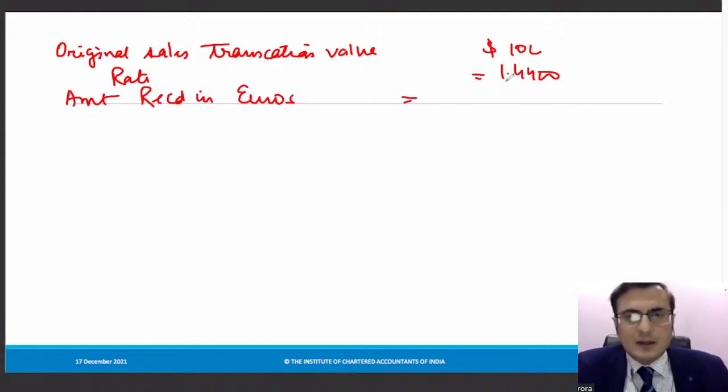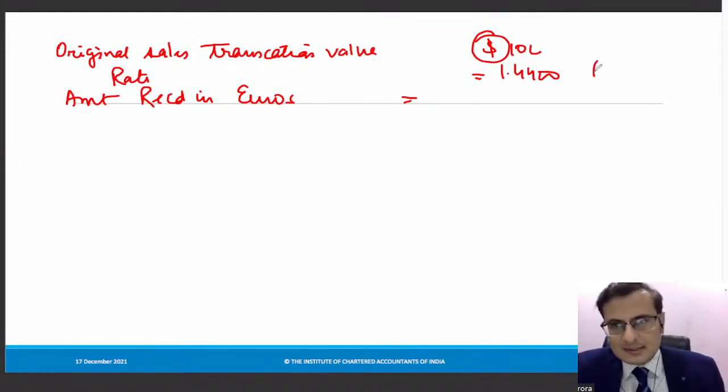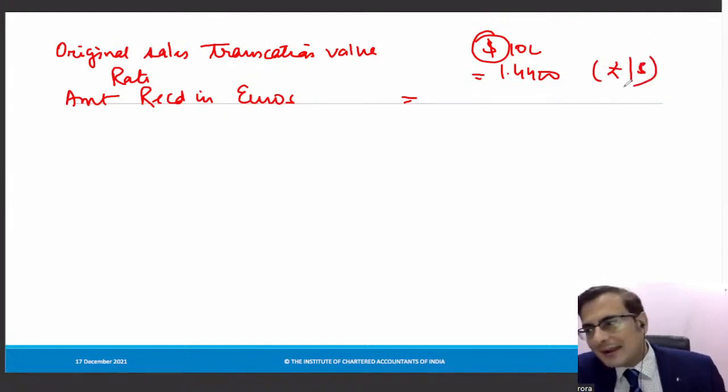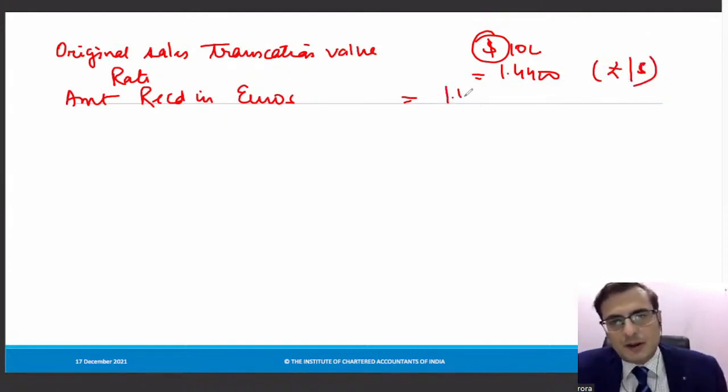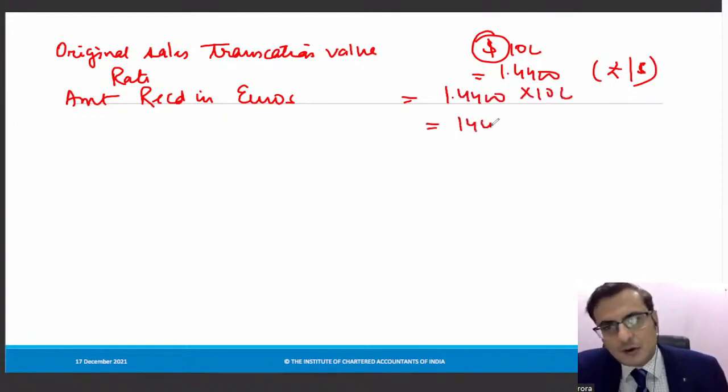The base currency is dollar. This rate is also in dollars. This is euro per dollar. So you have to directly multiply that. So 1.4400 into 10 lakhs. So you must have received 14,40,000 euros.